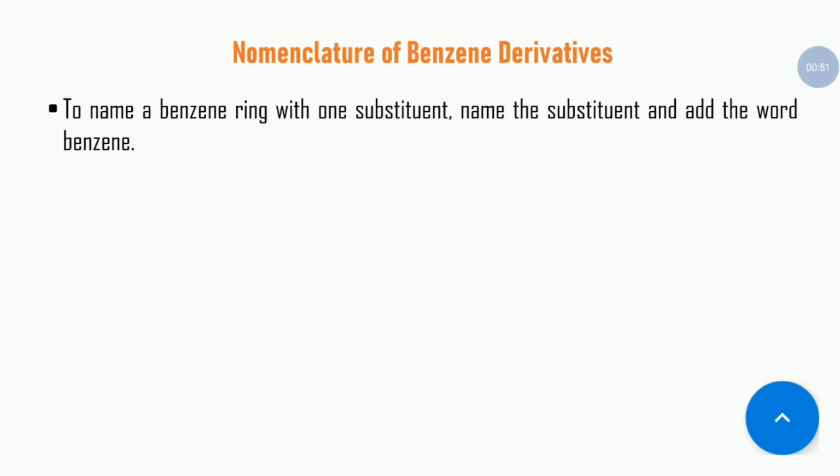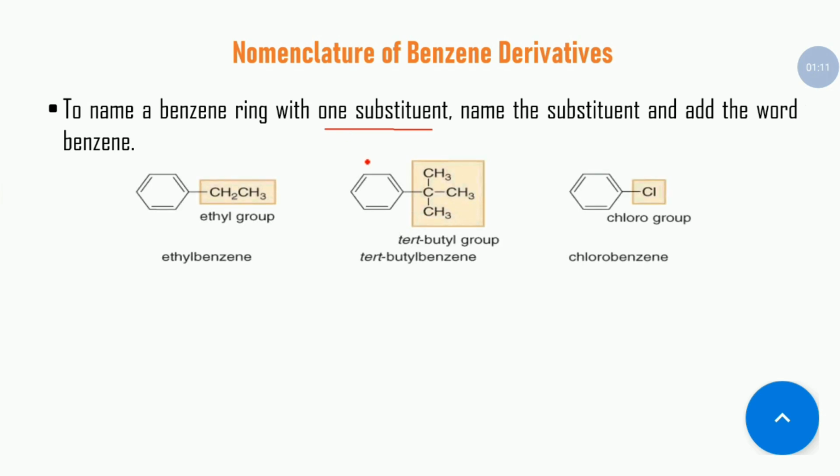To name a benzene ring with one substituent, name the substituent and add the word benzene at the end. So when one substituent is there, you can also say it's a monosubstituent. Here is the example. You can see the benzene ring is there, and one substituent is there also. It's an ethyl group, so the substituent is ethyl. You just write the substituent name first, that is ethyl. After that just write the name, that is benzene.